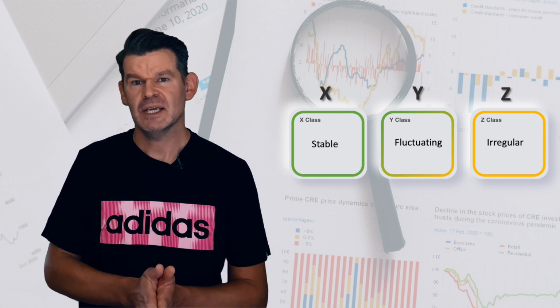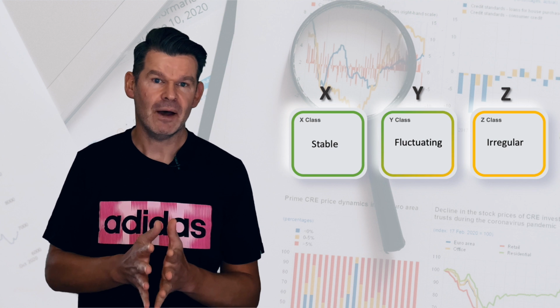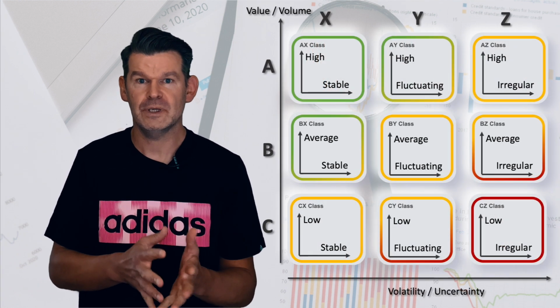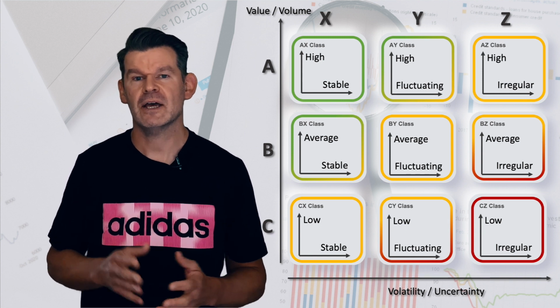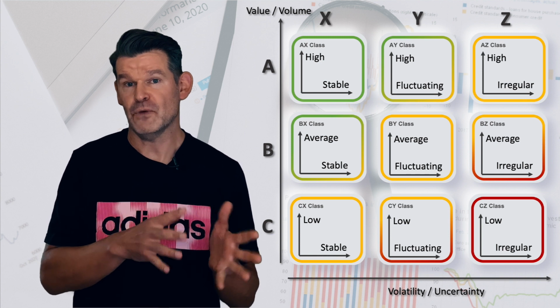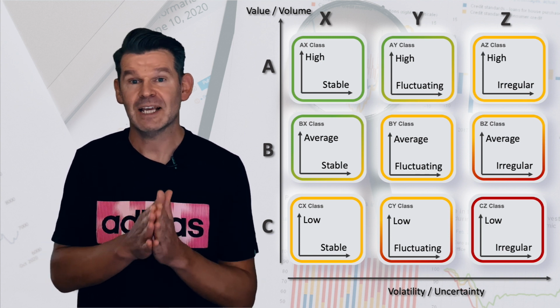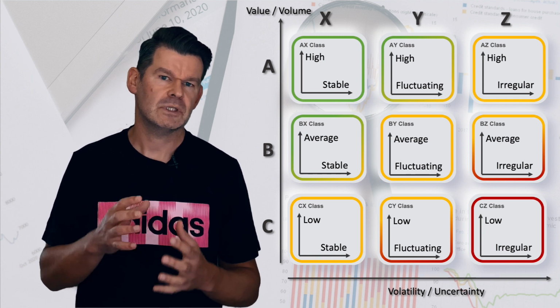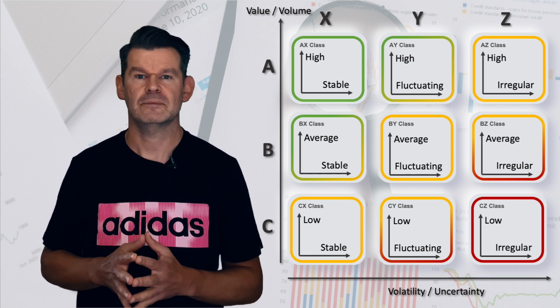The ABC and XYZ analysis combined will help you to further classify your products from one of 3 to one of 9 classes as shown in this 3x3 matrix, based on their value and volatility, thus helping you to determine a more appropriate and realistic material planning method for your products.